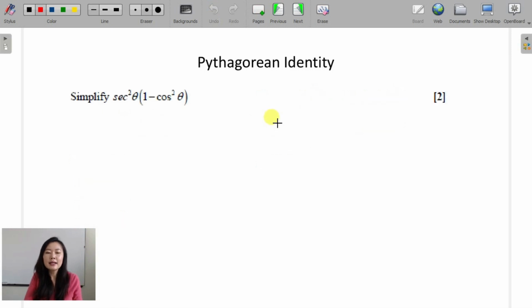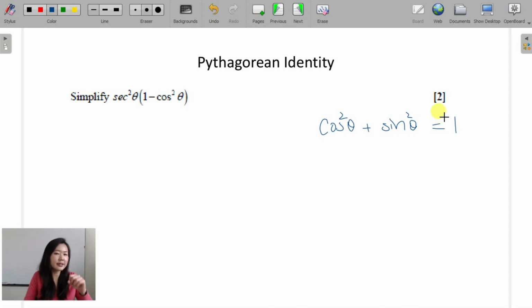All right, so this is one where we're gonna use a rearranged version of the Pythagorean identity. So remember, the Pythagorean identity is that cos theta squared plus sine theta squared is equal to 1. Now, also remember the rearranged version of this. If you make cos theta squared the subject, cos theta squared is equal to 1 minus sine theta squared, if you move that to the other side. So that's one version, version A.